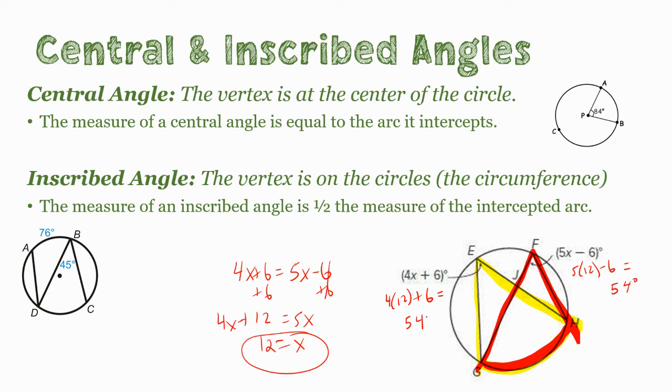So I get 54 degrees for both of these inscribed angles. So then what is the measure of the arc they intercept? The inscribed angle is half the arc it intercepts. So let's double it, and I get 108 degrees for that arc. Okay? So lots of good practice with this.